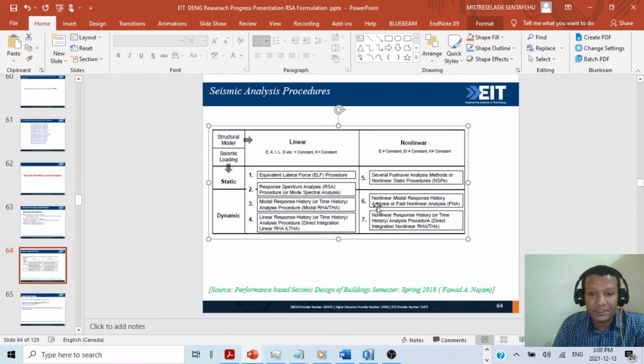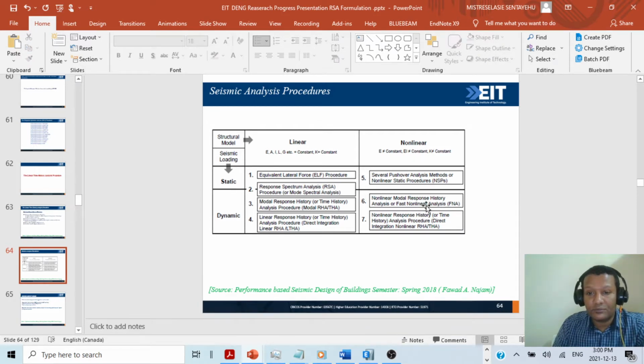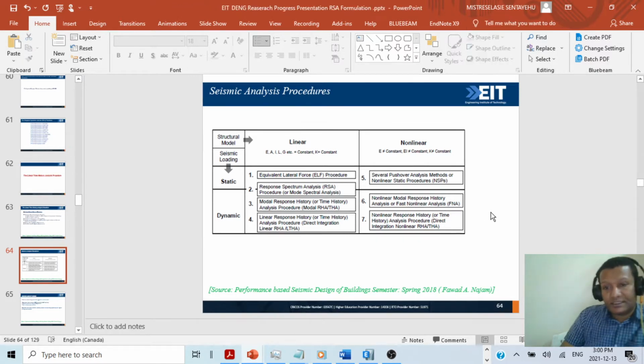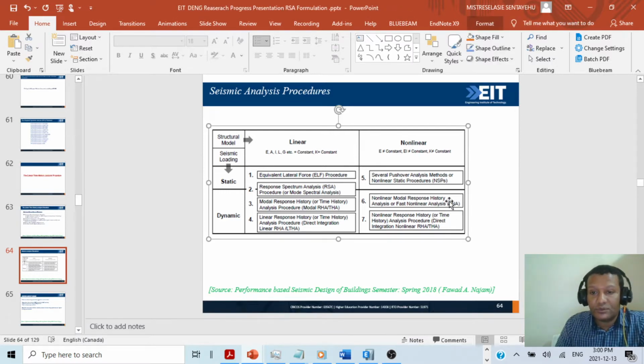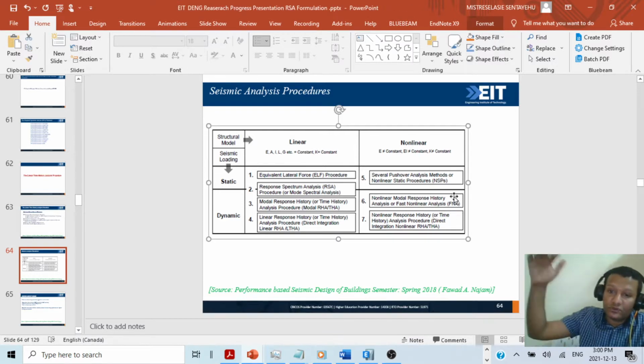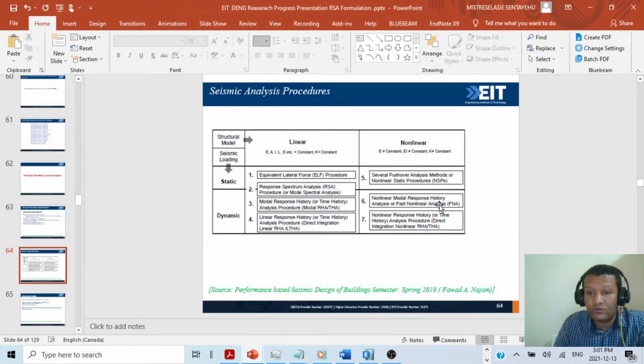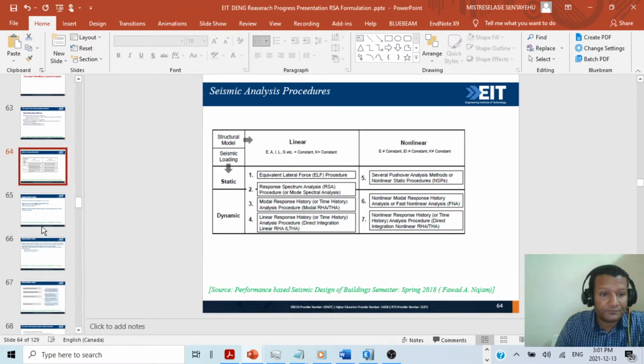The difference between these 3, 4, and 6, 7 is, in this case our model is non-linear, and in this case our model is linear, but the solution method is the same because this one is numerical method, direct numerical integration. But for this one we have to solve the coupled equation of motion and uncouple it, and we have to solve for each mode, and we have to sum up to find the solution.